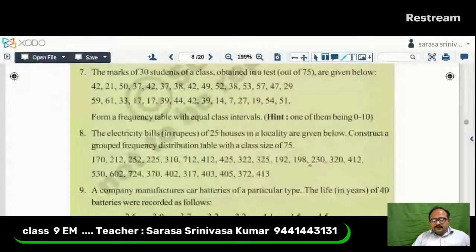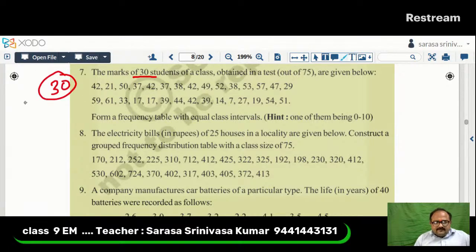Let us see the problem now. Here the problem is given. Seventh problem: the marks of 30 students. Total number of students is 30. The marks obtained in a test, out of 75 marks, are given.